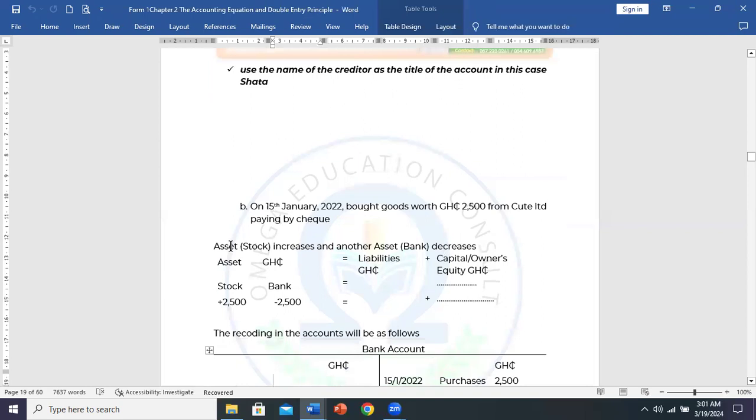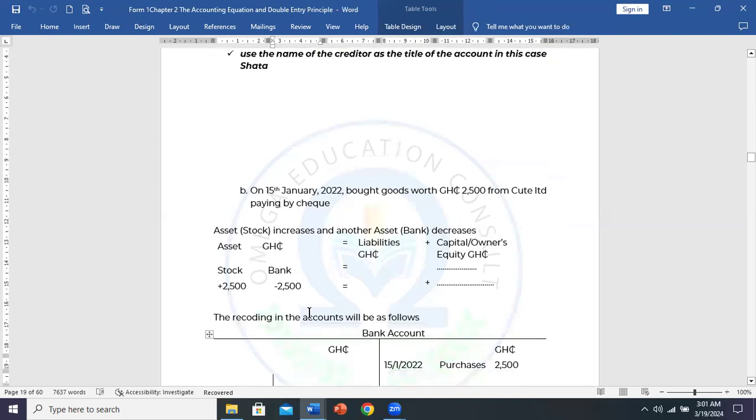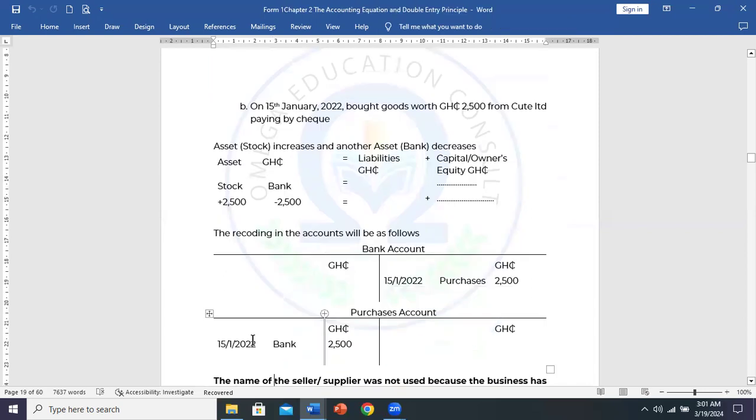If asset stock is increasing, you debit which account? Your purchases account. Asset bank is decreasing. When an asset is decreasing, you credit. That's why we are crediting bank here and debiting purchases. I believe we are good to go. Okay.